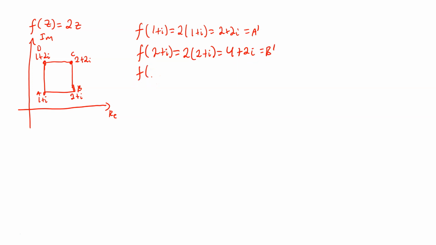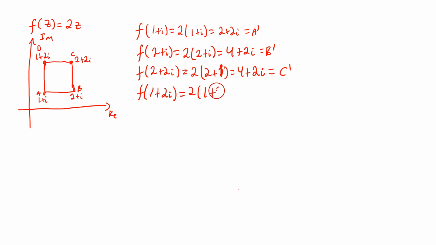Next one, f of, say, 2 plus 2i. That's going to give me 2 times 2 plus 2i, rather, right here. And when I do that, it's going to give me 4 plus 4i. So 2 times 2 is 4, 2 times 2i is 4i. That's also the last part, so it's going to be f of 1 plus 2i. So it's going to be 2 times 1 plus 2i. That's going to be here 2 plus 4i. This is going to be D prime.